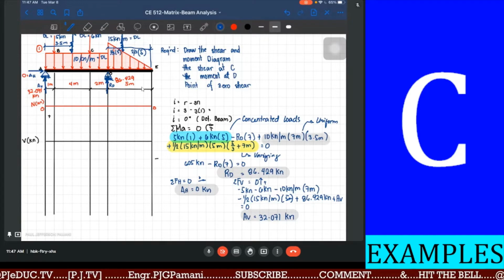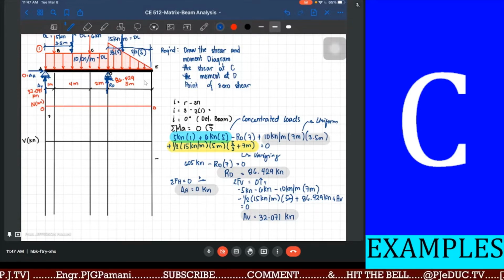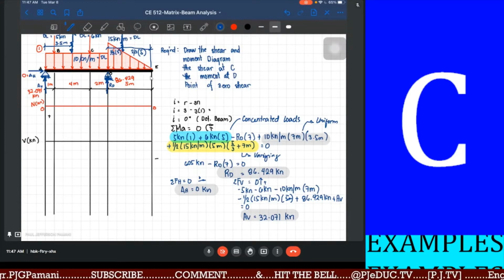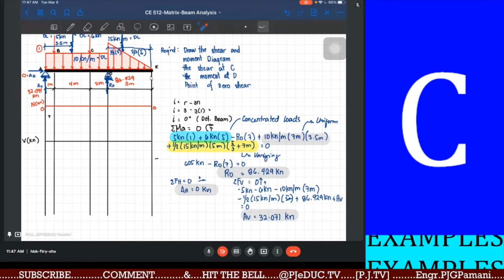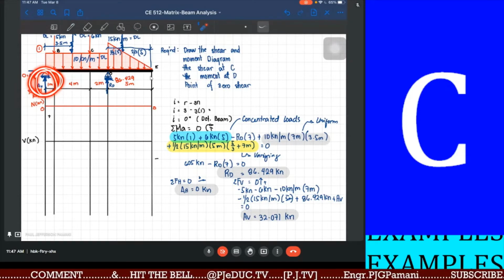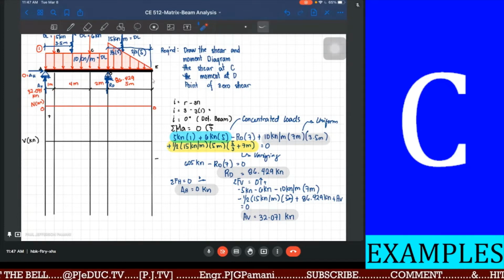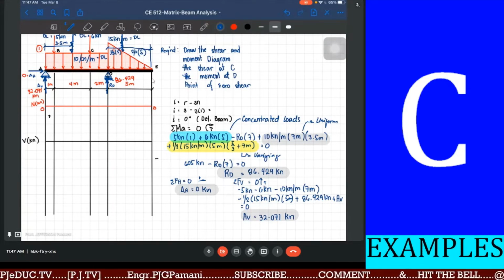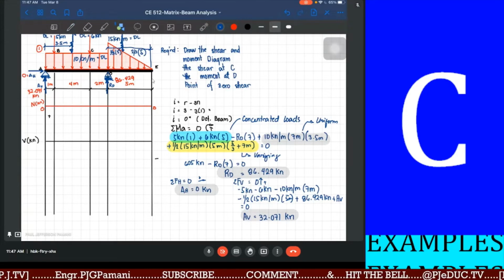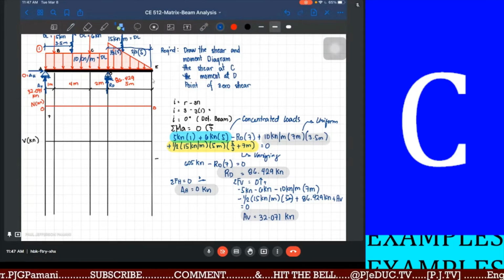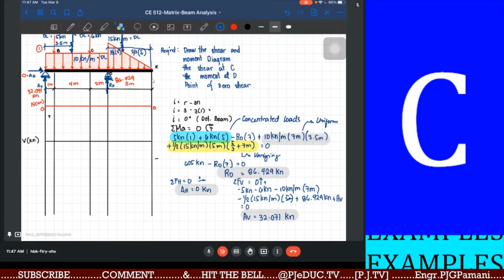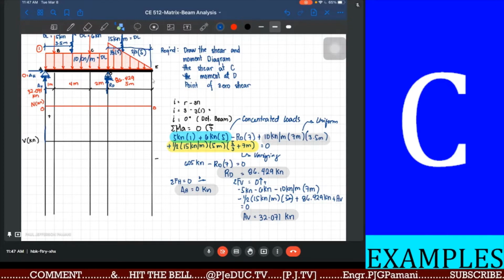dark blue. So note that there is a vertical force at the hinge support upward. So that should also be reflected on your shear diagram, which is an equivalent value of 32.071. Kaya na lang po mag-tansya yan later on.